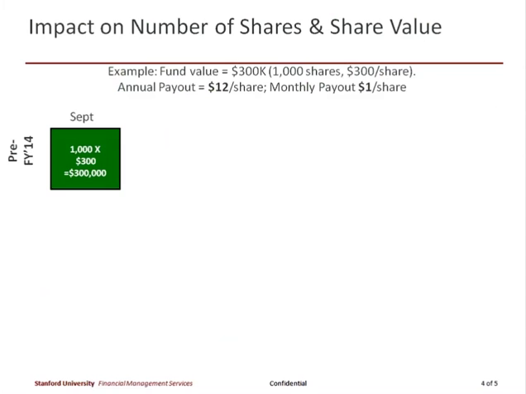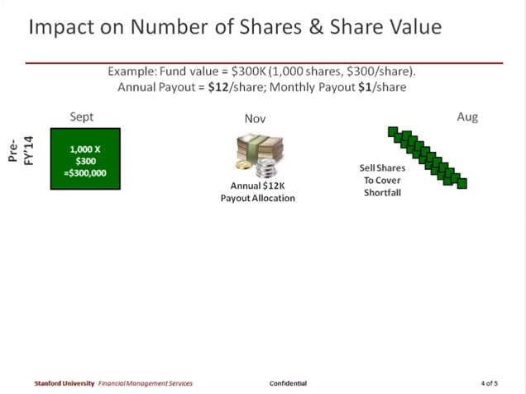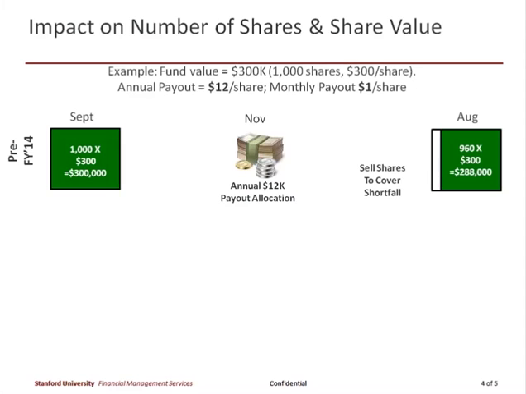In the pre-FY14 scenario, the anticipated annual payout of $12,000 is allocated in November. During the year-end shortfall process, 40 shares are sold to cover the full $12,000 in payout. The number of shares in the fund decreases to 960. Payout does not cause a decline in the share value. There are now 960 shares worth $300 each, and $288,000 remains in the fund's principal. The number of shares decreases, but the share value remains constant.